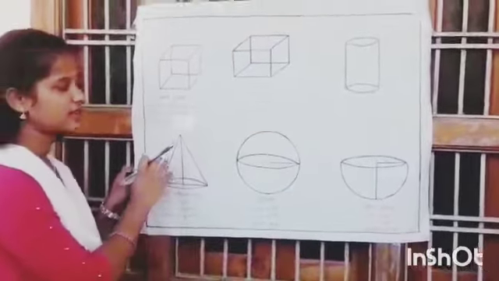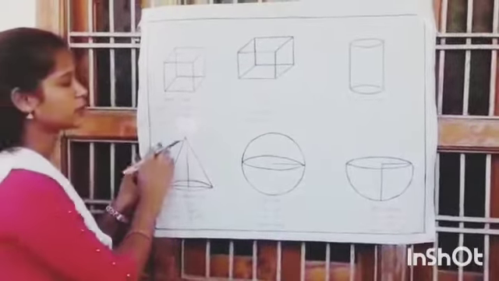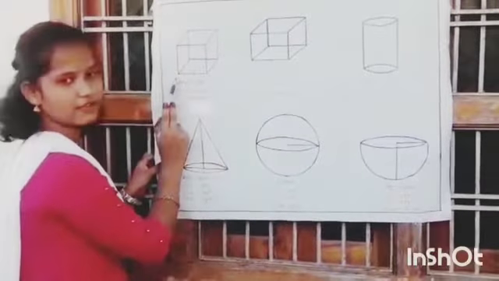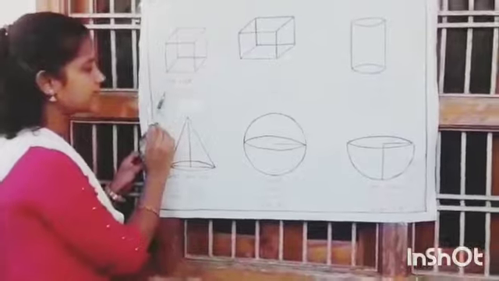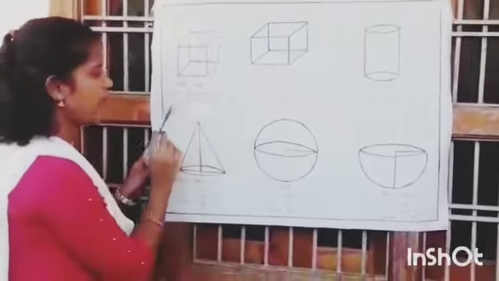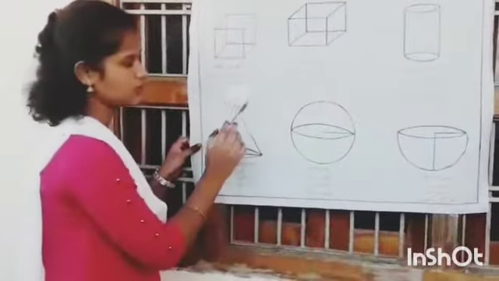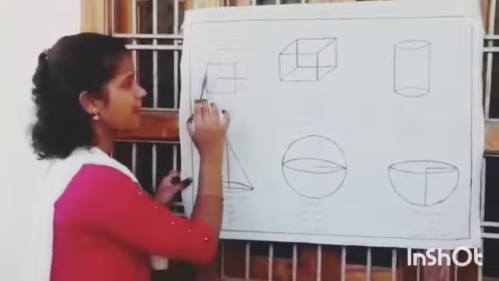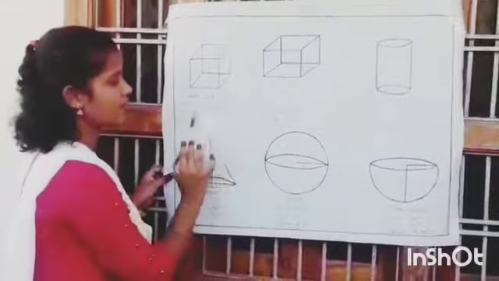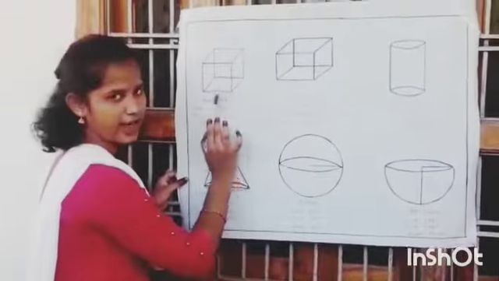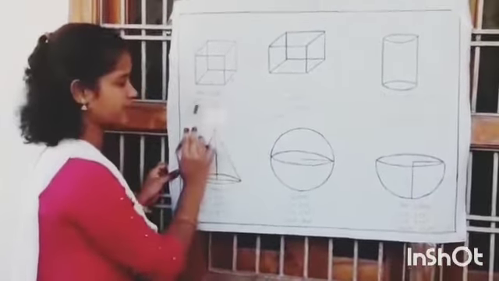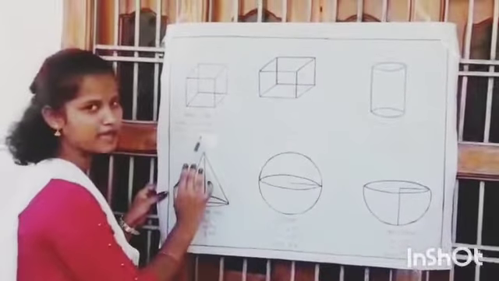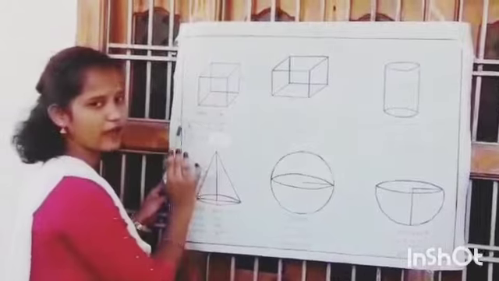First of all, I want to tell about the cube. This is called a cube, which has all sides equal. The lateral surface area of a cube is 4a square, and the total surface area is 6a square. So to find the cube's lateral surface area and total surface area, we have to use 4a square for lateral surface area and 6a square for total surface area. And to calculate the volume of this cube, we use a cube as the formula.